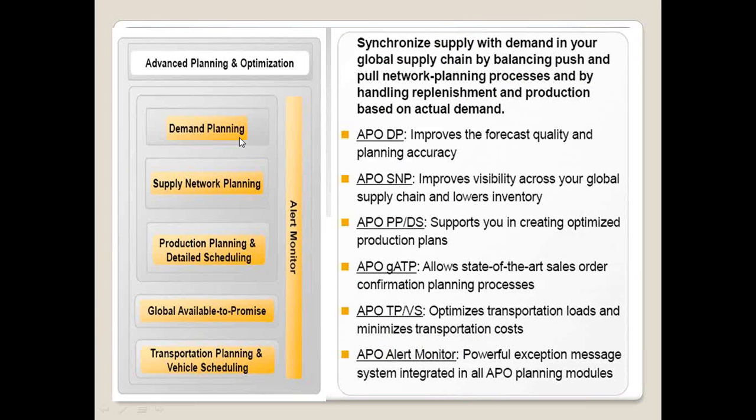APO has sub modules. One is Demand Planning (DP), another one is SNP, Supply Network Planning, another one is PPDS, Production Planning and Detailed Scheduling, another one is GATP, Global Available to Promise, and another one is TPVS, Transportation Planning and Vehicle Scheduling. So there are 5 modules in the SAP APO application. Then there is the Live Cache monitor, which is a value addition. Anyway, we are going to discuss this also. It's not a module, it's a value addition.